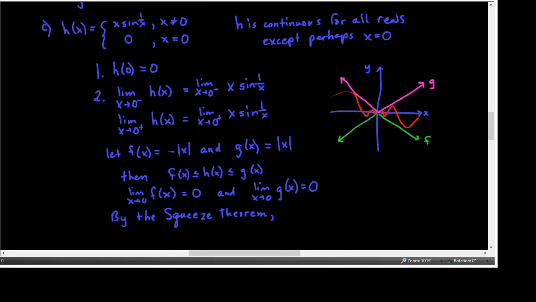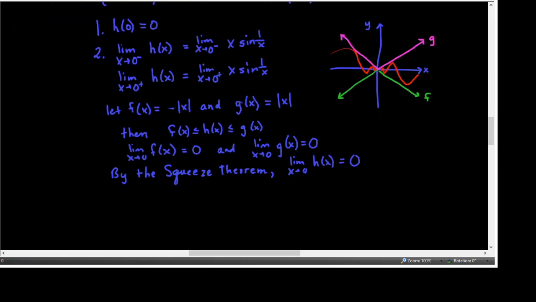So by the squeeze theorem, that is what tells us that the limit as x approaches 0 of h of x is 0. Okay, well that was a pretty long argument for part 2. I didn't really know how to do the things I set out to do from the left and right side. So doing the squeeze theorem allowed me to finish that.